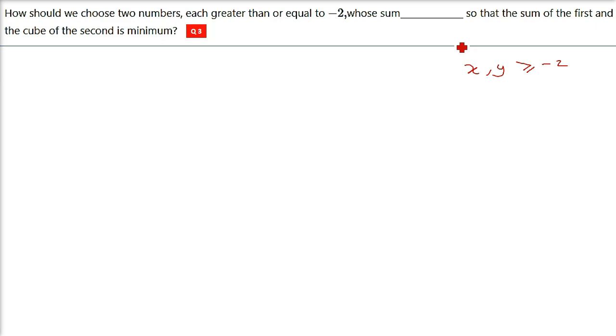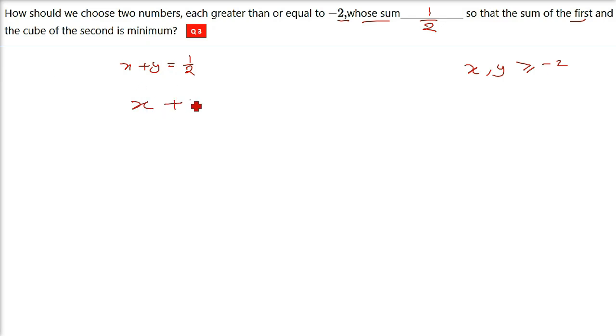The second part of this question is whose sum is half. This is given in the question, so I am writing it here. The question is saying the sum should be half, so that the sum of the first and the cube of the second is minimum. We have x and y, the two variables we generally take when we have two variables. When we have a third variable, we take it as z also. But x plus y is given in this question as half. Now you are getting x, and you are getting y also. y is simply half minus x.